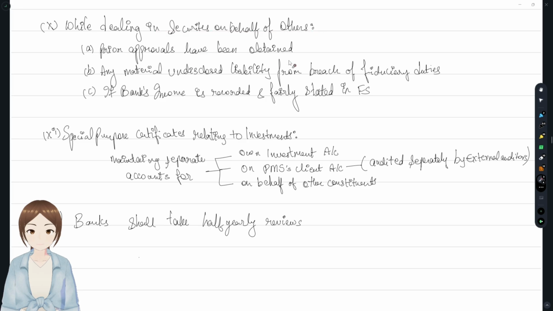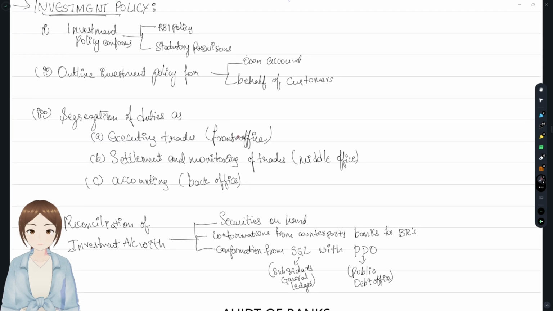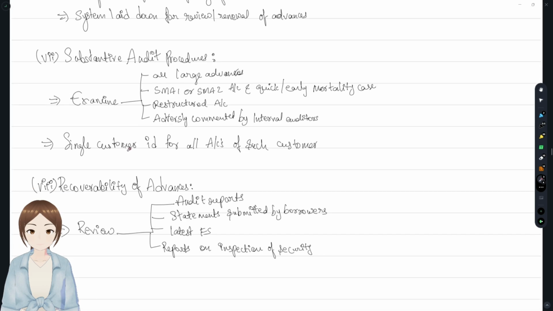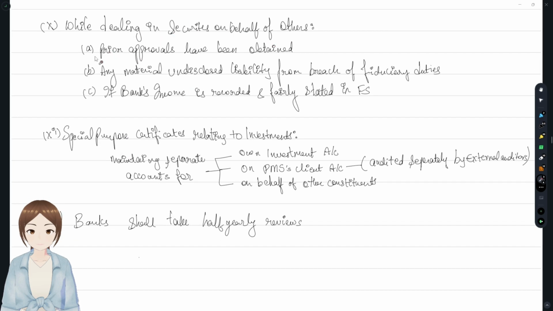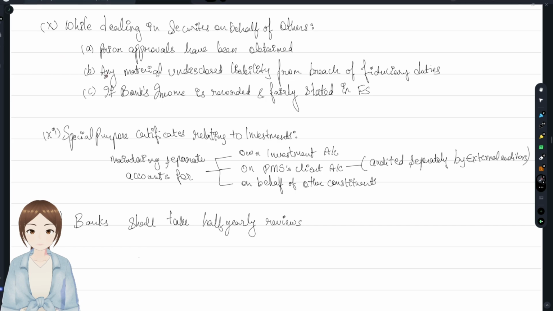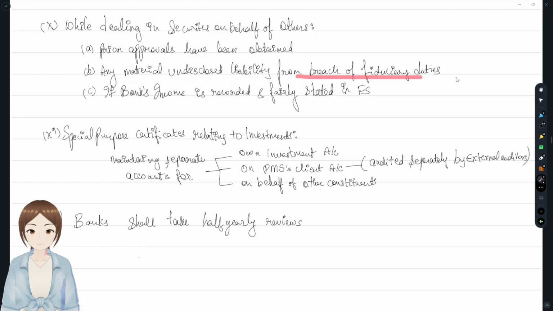And while dealing in securities on behalf of others, that is, at the start we discussed that there have to be investment policies for its own account and on behalf of customers. This behalf of customers is discussed here now. While dealing in securities on behalf of others, that is with customers, prior approvals have to be obtained. Prior approval is on whose behalf we are trading, and any material undisclosed liability from breach of any fiduciary duties, that is, duties like having trust. If the bank breaches that, what is the liability of that breach? And whether the bank's income on commission etc. was recorded and fairly stated in the financial statements.